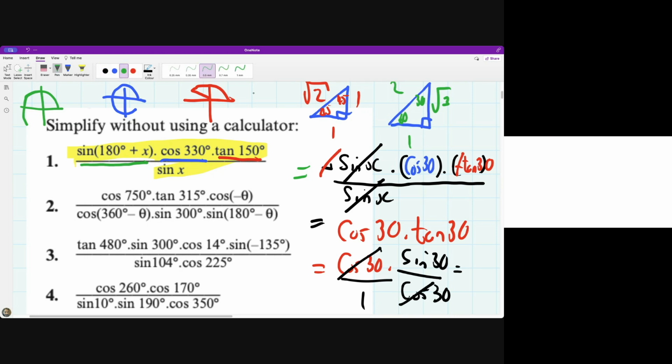So I go to my triangle and I go, where is O? Well, if 30 is the reference angle, that's going to be the O, that's going to be the H. So the sine of 30 is a half.